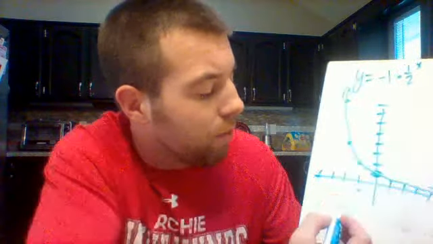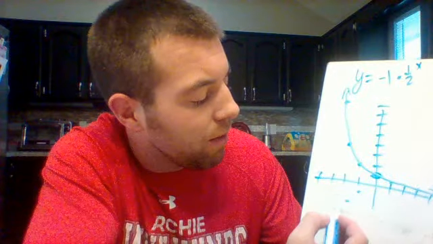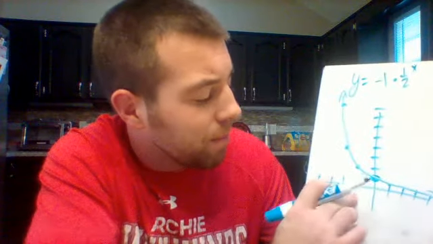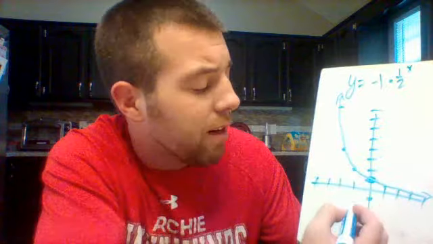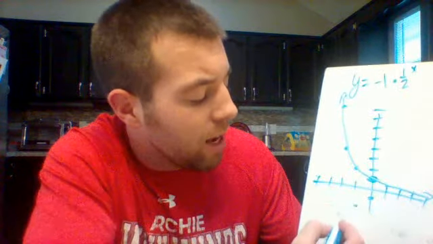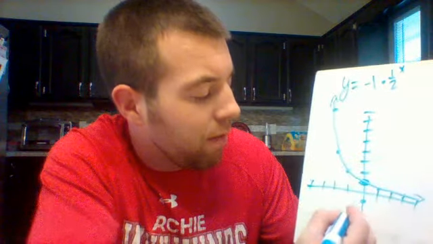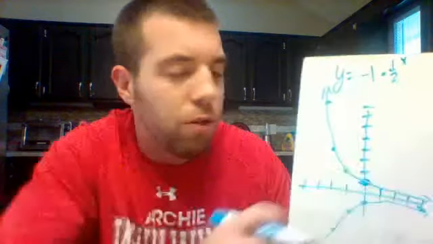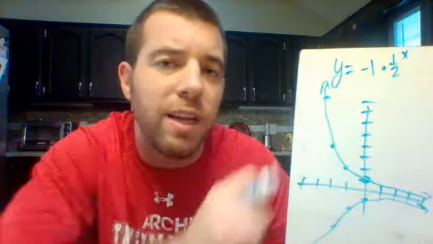So now I'm at -1. Now I'm at -2. Now I'm at, I'm sorry, I'm at -1 here. I'm at -2. I'm at -4. And now my graph looks like that. Okay, it just rotates it on that x-axis.